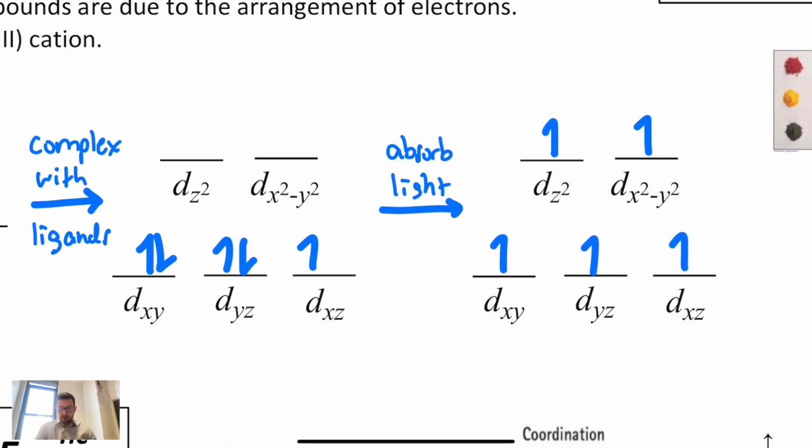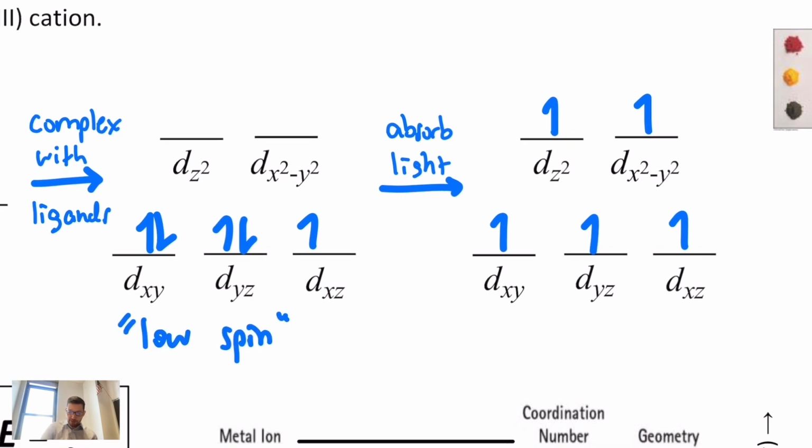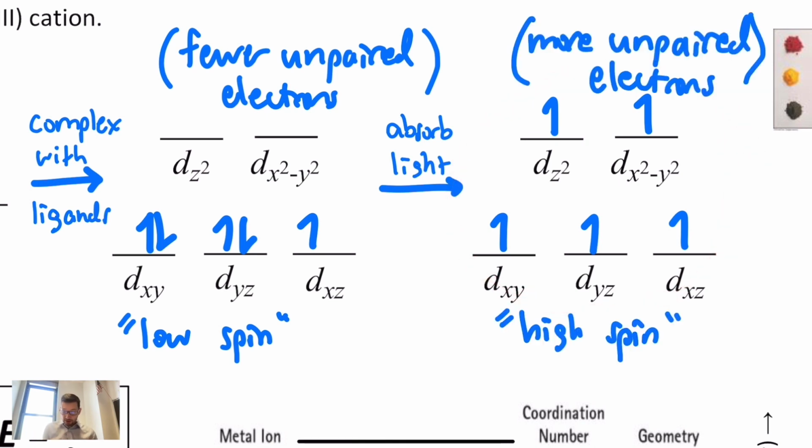This is just one possibility. And it's this gap that makes it different. We give names to these different states. The one on the left is called a low spin state. That's when you have fewer unpaired electrons. And the one on the right is called a high spin state. That's when you have more unpaired electrons. You can remember that by just looking at it and saying, oh, the high spin is when you have more in the high orbitals. That's not why it's called that, but it's an easy way to remember it.